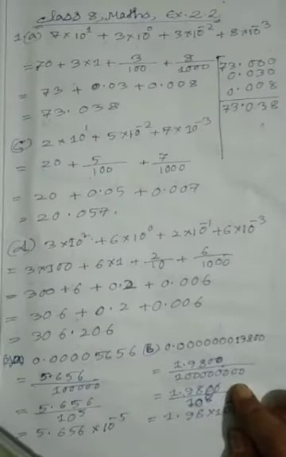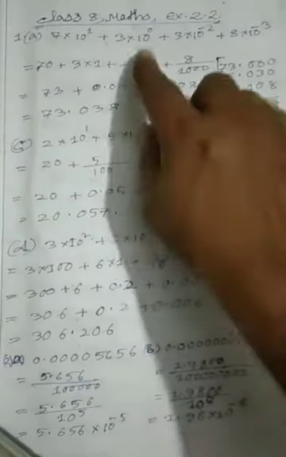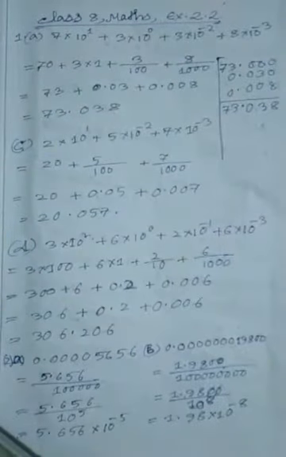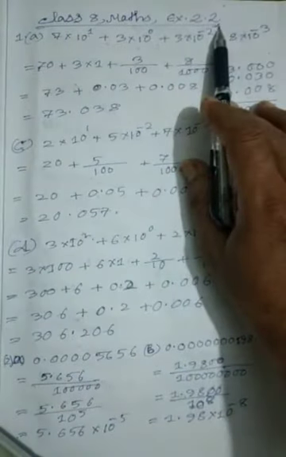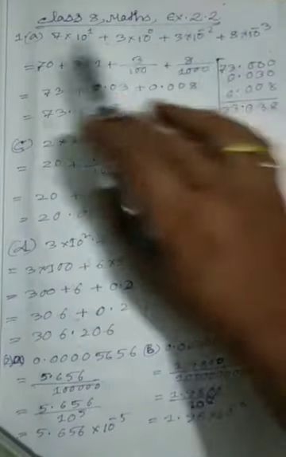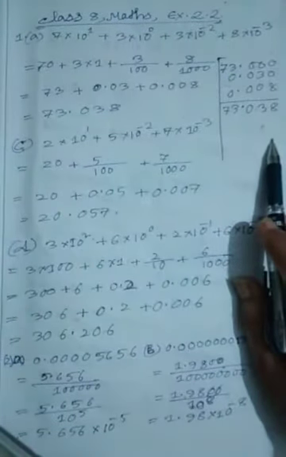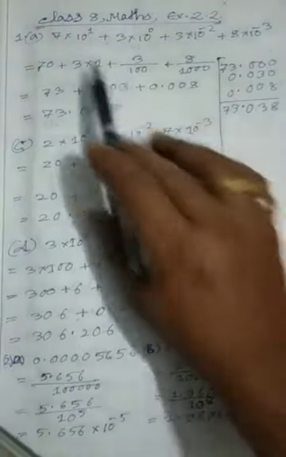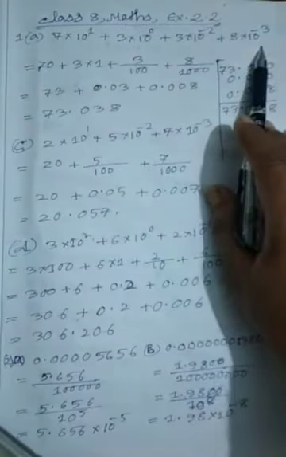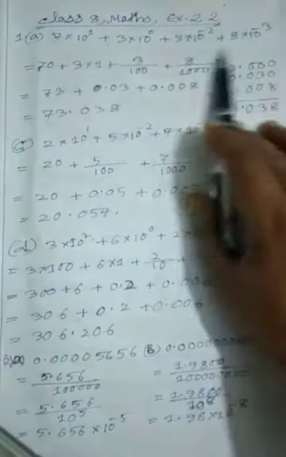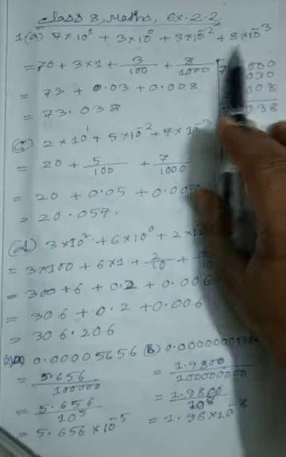Class 8 students, today I will start exercise 2.2. Exercise 2.2, question number 1. Question number 1 is: write in decimal form. So this expansion, you have to convert into decimal form.